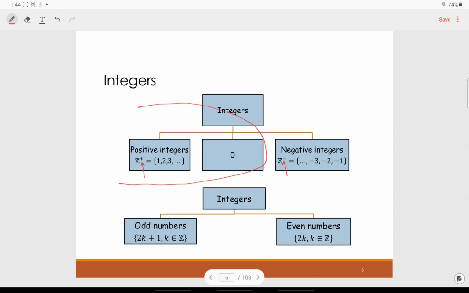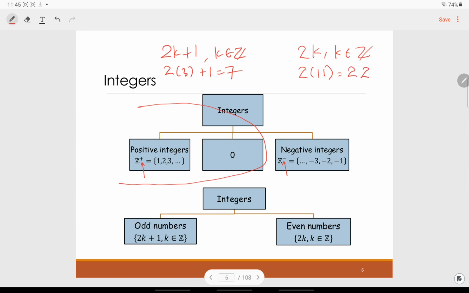Alright, next, integers also can be divided into other classes, which we call odd numbers and even numbers. All odd numbers can be formulated as 2k plus 1, where k can be any integer. If we replace k with, for example, 3, we get 7. So 7 is an odd number. And an even number is formulated as 2k, where you can replace k with any integer. For example, 2 times 11. The outcome is an even number.